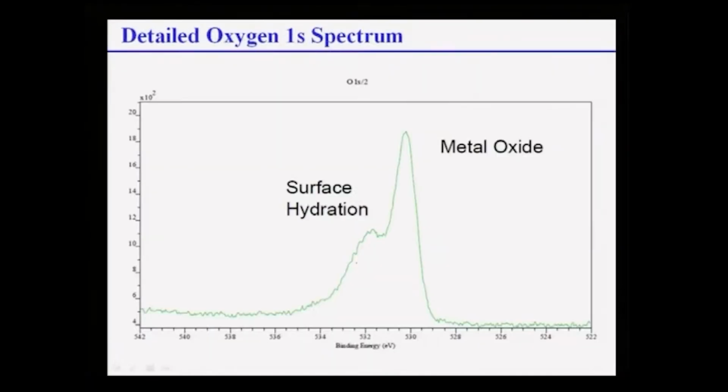Let us talk about oxygen, in case of oxides and surface hydration. If you look at oxygen 1s, this is the metal oxide, I do not remember which metal oxide, but if hydration happens on the surface, it is not oxidation but surface hydration, and the peak will come very close by. This is 530.5, this is 532 binding energy. That also can be separated out in XPS.